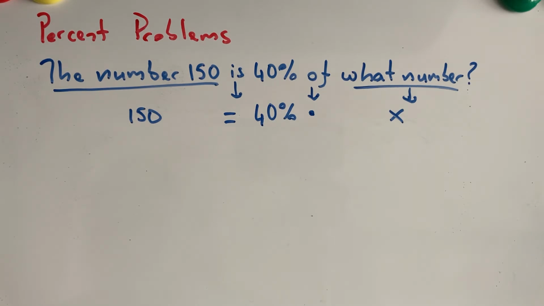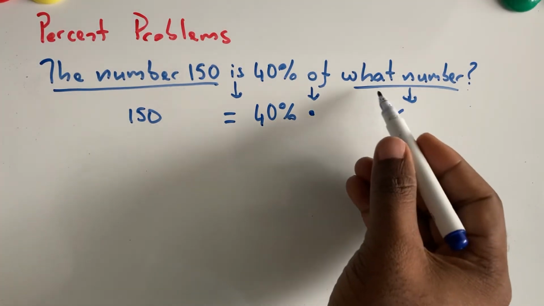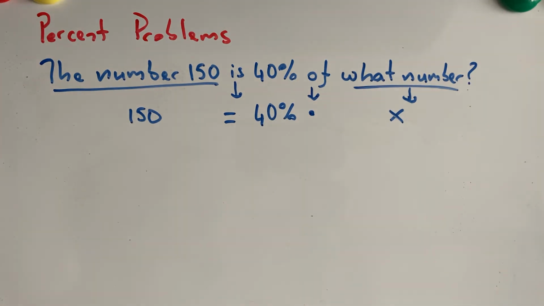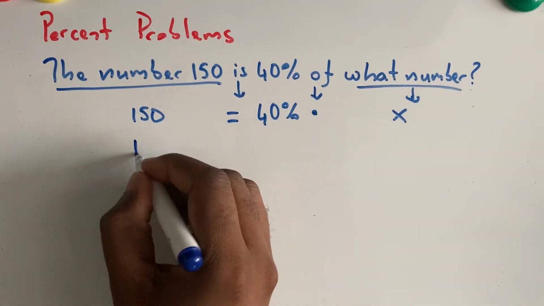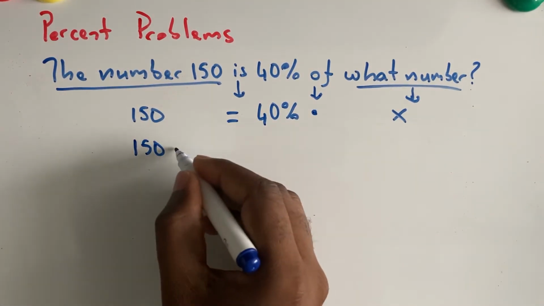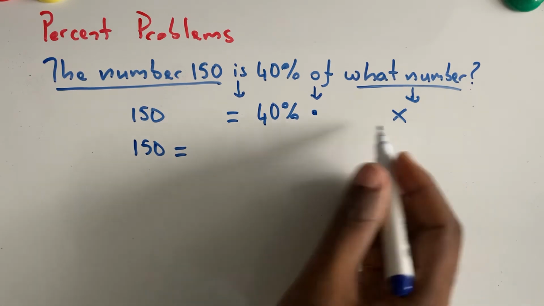It's 150, the number 150, is an equal sign, 40% of, multiplication sign, what number? x, because you don't know the number, okay? Now, what's next? Well, it's just 150 equals 40% of x.